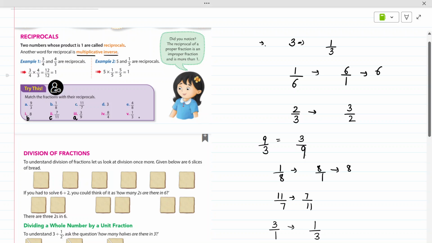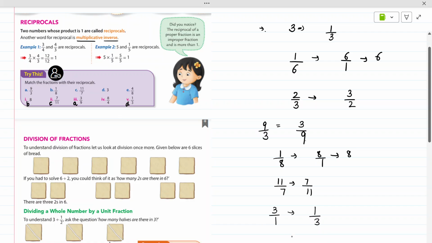So this is D. And the last one we have is 4 by 8. So 4 by 8 is again a fraction, and its inverse will be 8 by 4. So this is 8 by 4. This is for E. So kids, this is the concept of reciprocals. And why are we doing this? Because we are going to use it in dividing fractions.